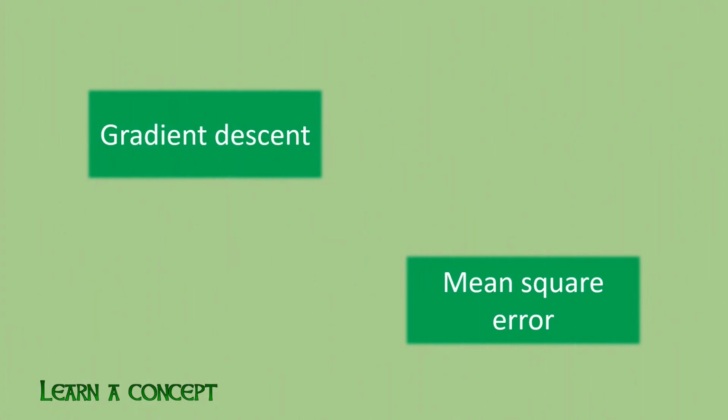So, how does the model adjust the weights to get the correct values? For this, there are methods like gradient descent, mean square error, which are covered in other videos of the Learn a Concept series.